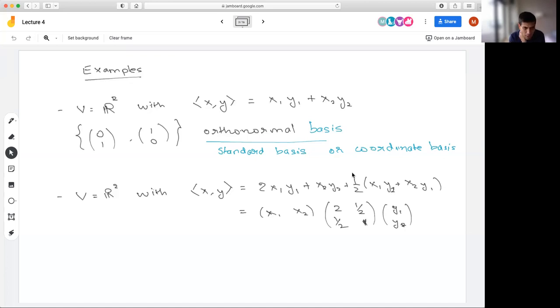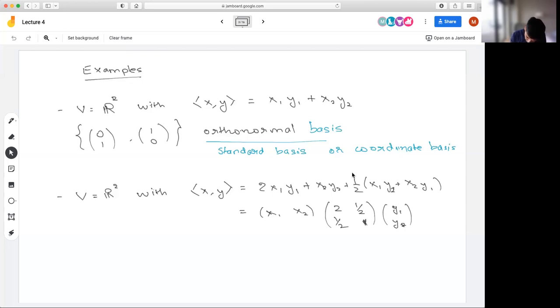Now let's consider a slightly different inner product. The space is still R2, so 2-dimensional vectors with real entries. But now I'm going to change the inner product, and this is an example we talked about last time. I claimed, or actually I proved, that this forms an inner product.